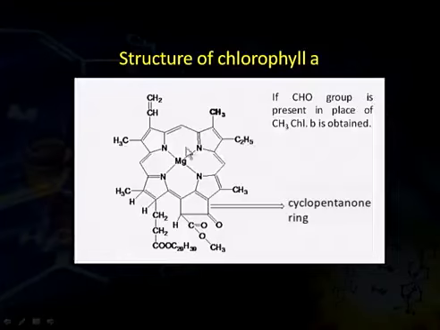Here we can see this is the porphyrin ring, and in the center of the porphyrin ring, that is the space between the 4 nitrogen, is the metal magnesium. This is the cyclopentanone ring, and here we can see we have one CH3 group. If in place of this CH3 group we place a CHO group, then it will result in chlorophyll B. So, the difference between chlorophyll A and B is only this group. If CH3 is present, it is chlorophyll A, and if CHO is present, it is chlorophyll B.